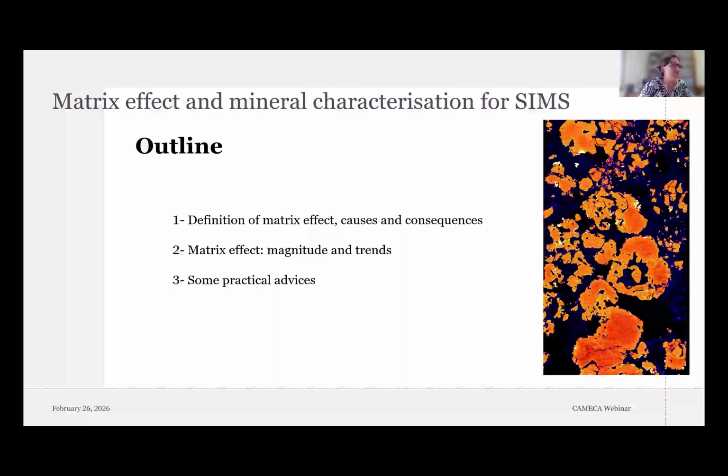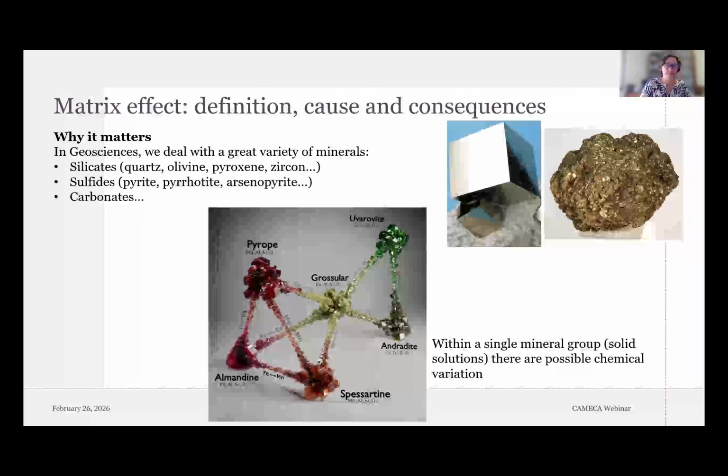So my talk is about matrix effect. I will start by providing a bit of definition of the matrix effect. Then I will use some examples from the literature to illustrate the magnitude and trend. And then I will provide some practical advice about how to tackle matrix effect using large geometry SIMS.